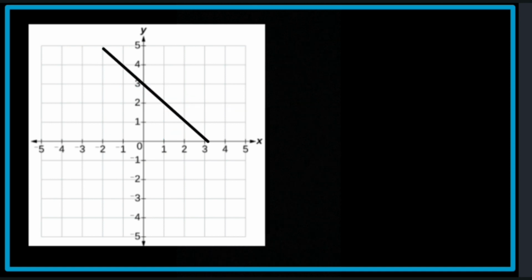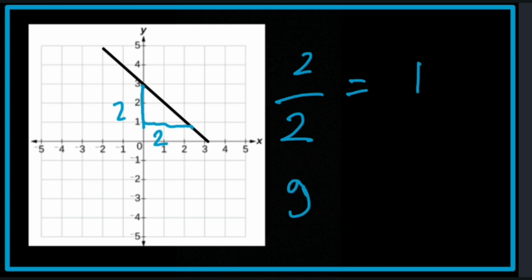If you look at this line, again, it's negative. Take the point that crosses the y-axis, go down 1, 2, go along until it meets the line. That's another 2. So it's 2 over 2, which is the same as 1. So the gradient equals negative 1.